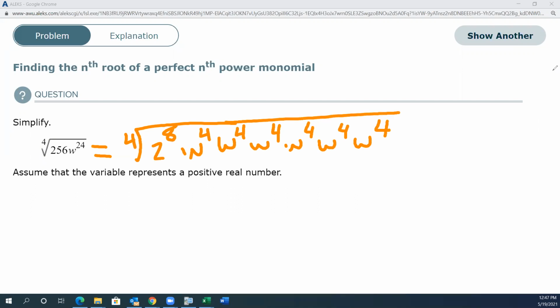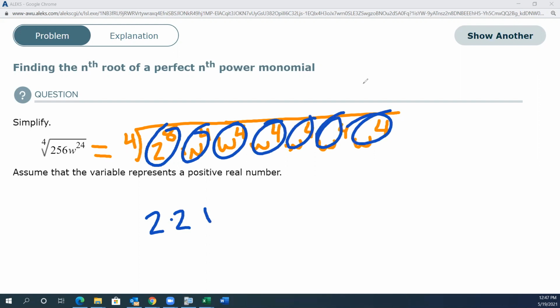And then I could say, well, I'm looking for groups of size 4. Hey, I've got 8 2s here, so that's 2 groups. Okay, or I can write 2 to the 2nd power. That's 2 groups of 2s. And I've got 1, 2, 3, 4, 5, 6 groups of W's. So 4 W to the 6th. That would be one way I could do it. There are other ways to factor these down, but that works just fine.